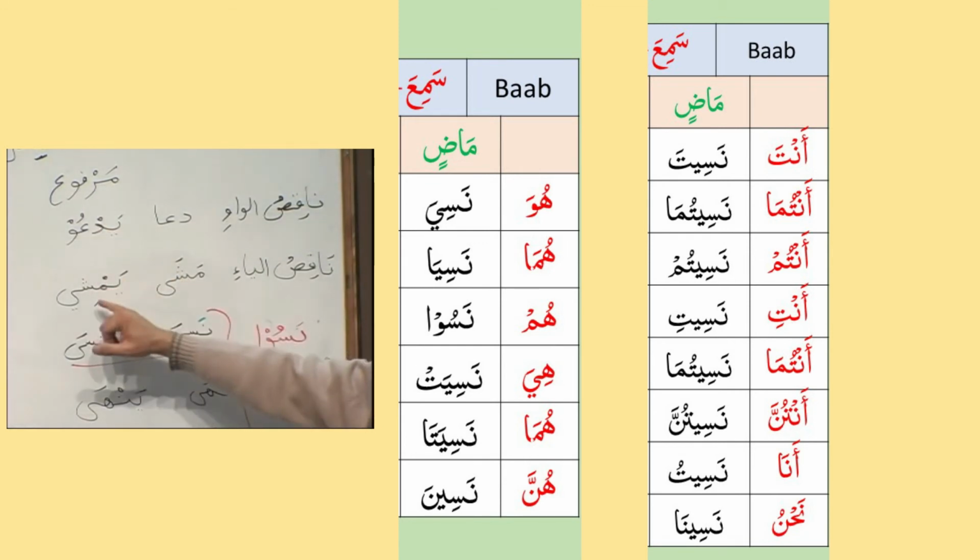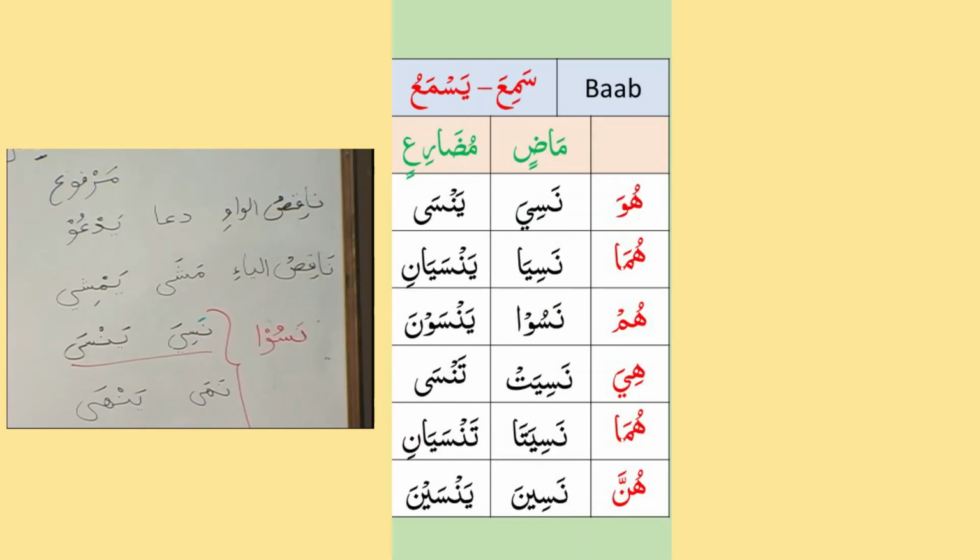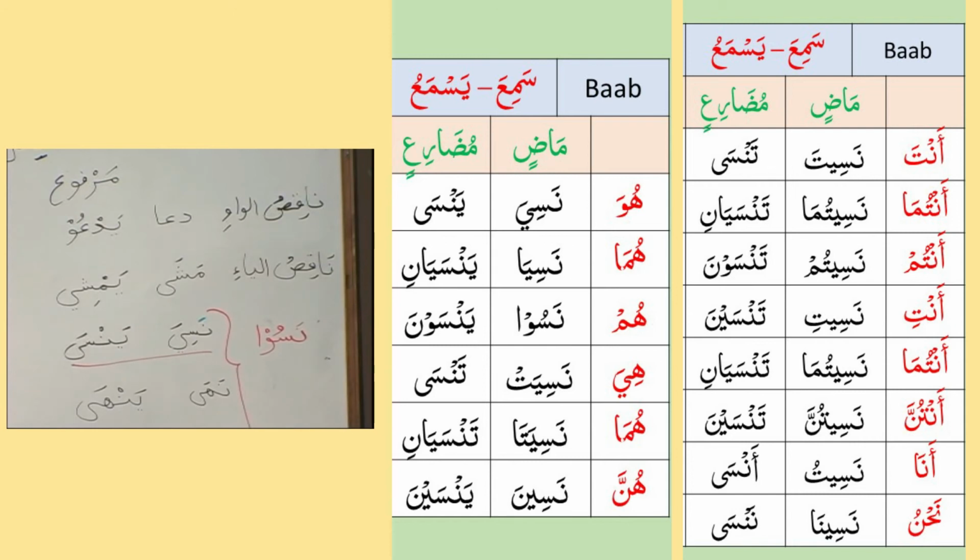Now comes, brother, again. See, there was a Dhamma here, there was a Kasra here. Now there is a Fatha. So we get to watch, because Fatha is compatible with Waw and Ya. Okay, both. Yansa, yansayani, and then yansawna. And then tansa, tansayani, and then yansayna. Okay, yansayna, because actually it is Ya. Then anta, tansa, tansayani, tansawna, and then tansayna. This is where most of us make mistakes. Tansayna, tansayani, and again tansayna. Ansa, nansa. You will be careful.